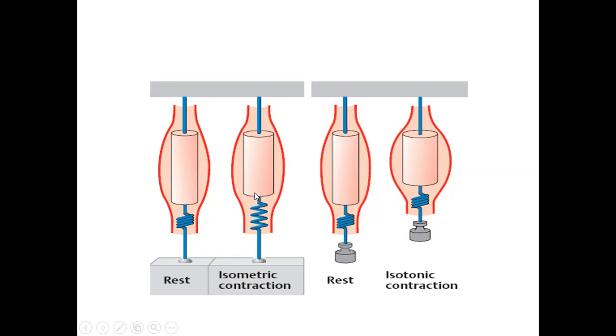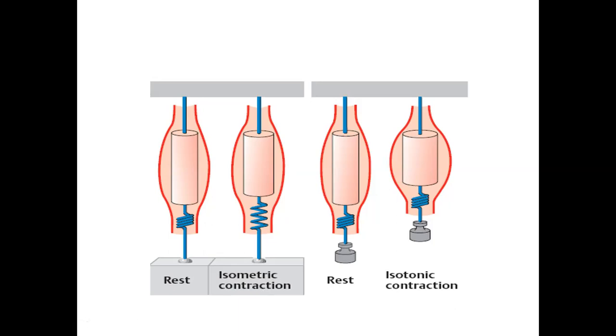It remains the same. The entire muscle is going to be of the same size. It is not going to be reduced in size. So that type of contraction is called isometric contraction.